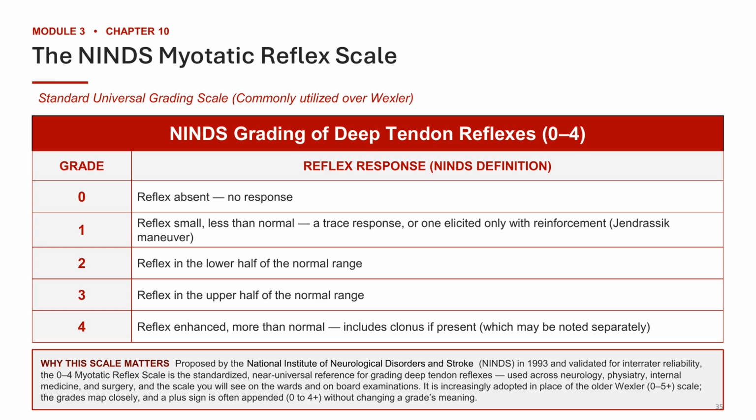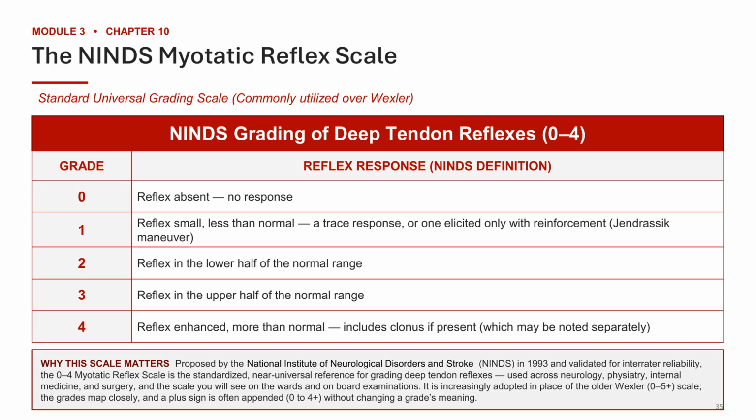Grade 0, the reflex is absent, no response. Grade 1, small, less than normal, a trace response, or one elicited only with reinforcement, the Jendrassik maneuver. Grade 2, in the lower half of the normal range. Grade 3, in the upper half of the normal range. Grade 4, enhanced, more than normal, and this includes clonus if present, which may be noted separately in your description.